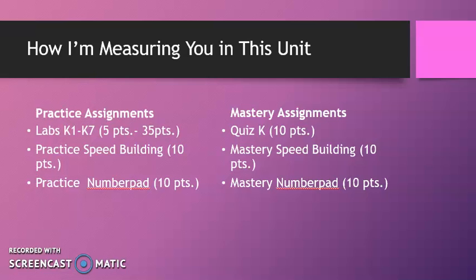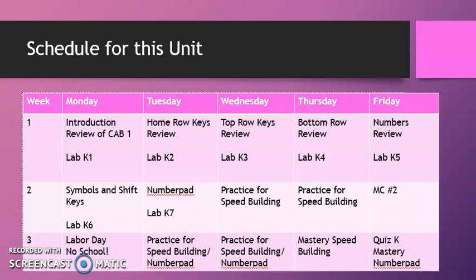As usual, here's a look at the assignments for this unit. We have 7 labs that are practice grades. We also have the practice speed building assignment as well as the practice number pad assignment. On the mastery side, we have quiz K, mastery speed building, as well as the mastery number pad assignment. Also, as usual, here's our schedule for this unit. Today, we're going to be talking about week 1, day 4 for the bottom row keys.